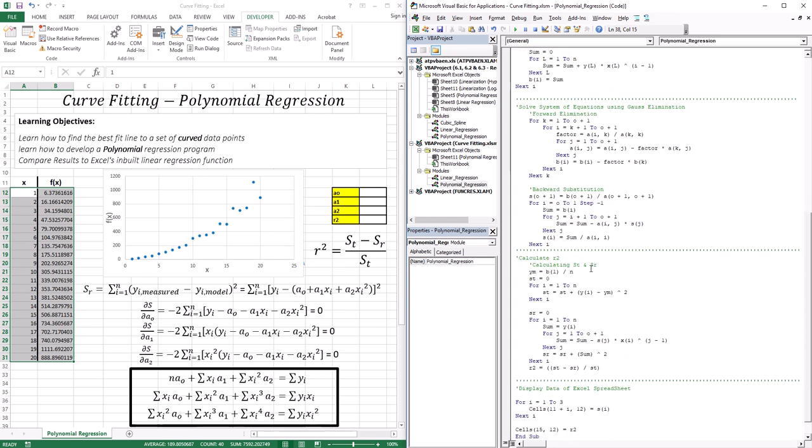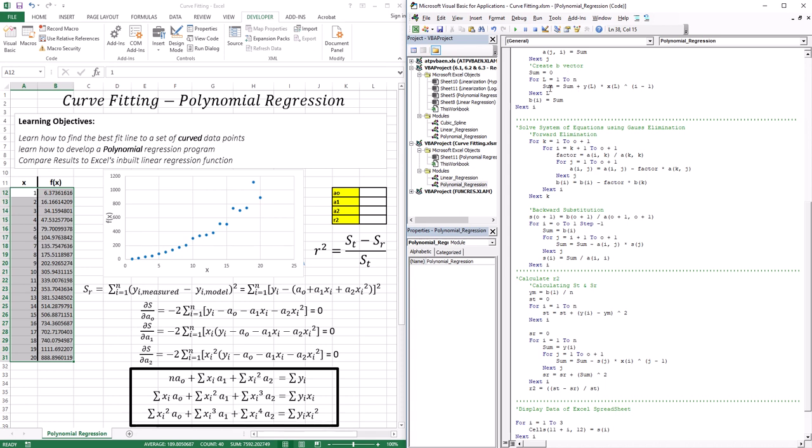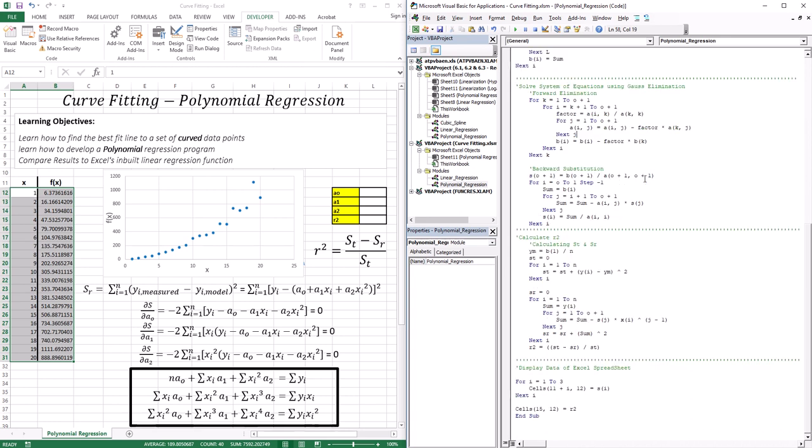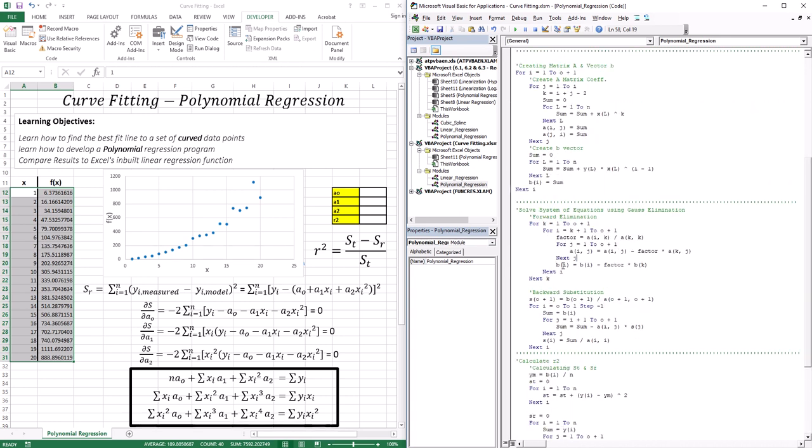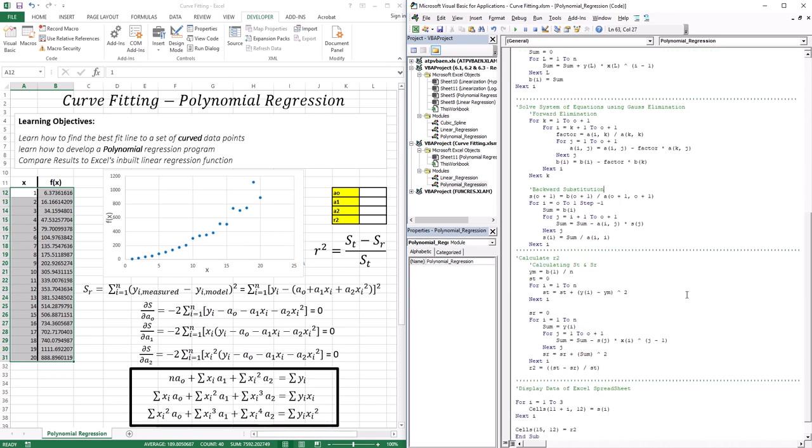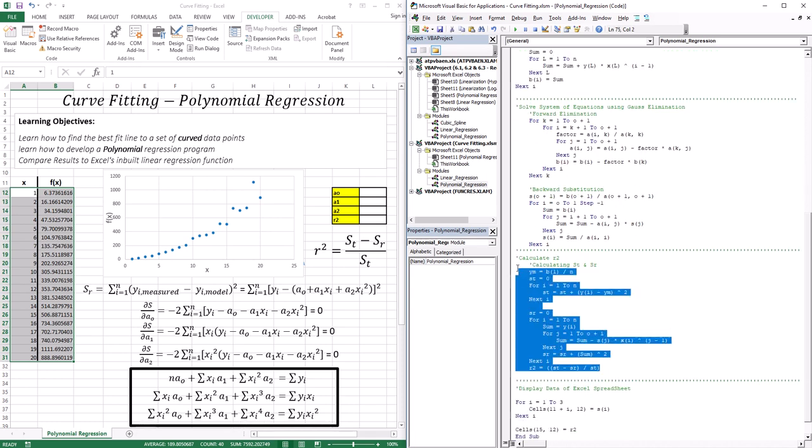Because if you look down here, after I create A and B, I can just enact a technique that I learned in a previous lesson, right? Solving a system of equations using, in this case, naive Gauss elimination. And given that I have solved it and have A0, A1, and A2, that means I have created the line that best fits these data points. But also I need to know what is the effectiveness of that model, which means I need to go ahead and calculate my R squared.